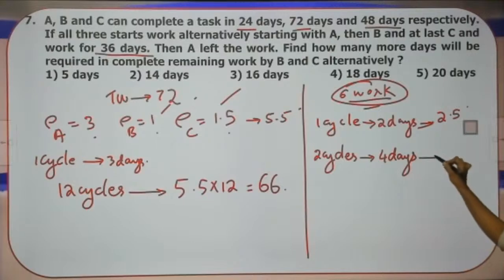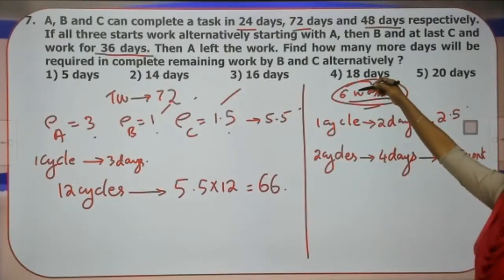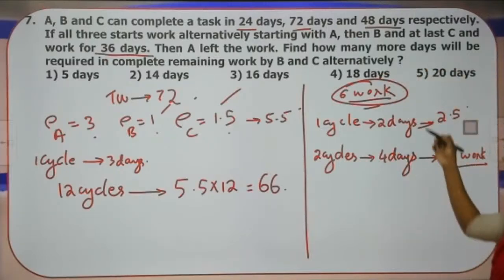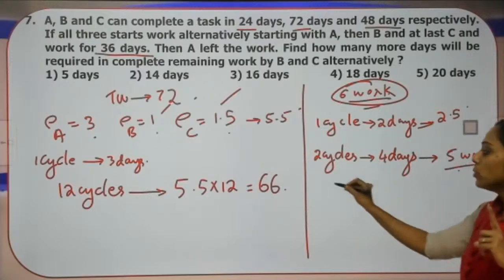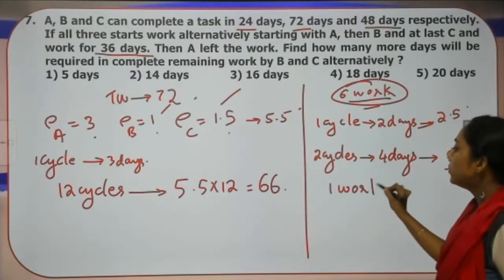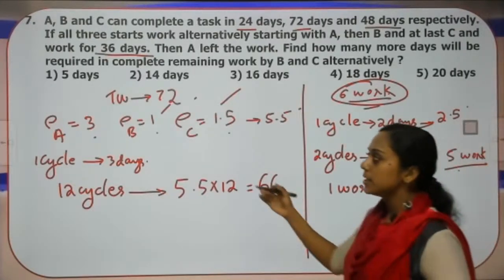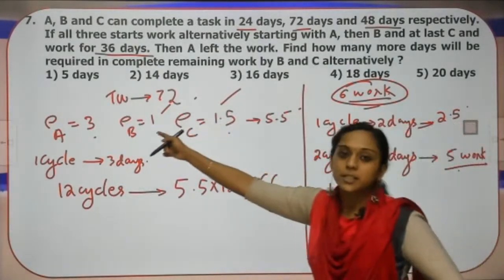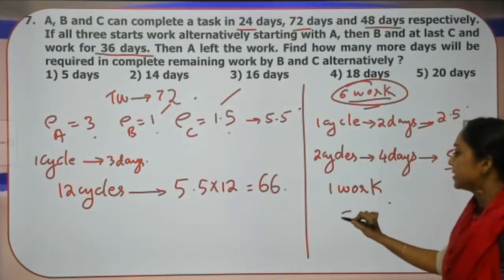How much work will be completed? 5 work will be completed. So out of the 6 work to be completed, 5 work is completed in the next 4 days. Now how much is remaining? Just 1 more work is there, and the next cycle will be starting with B. So the next one work will be completed by B on the next day, that is the 5th day.